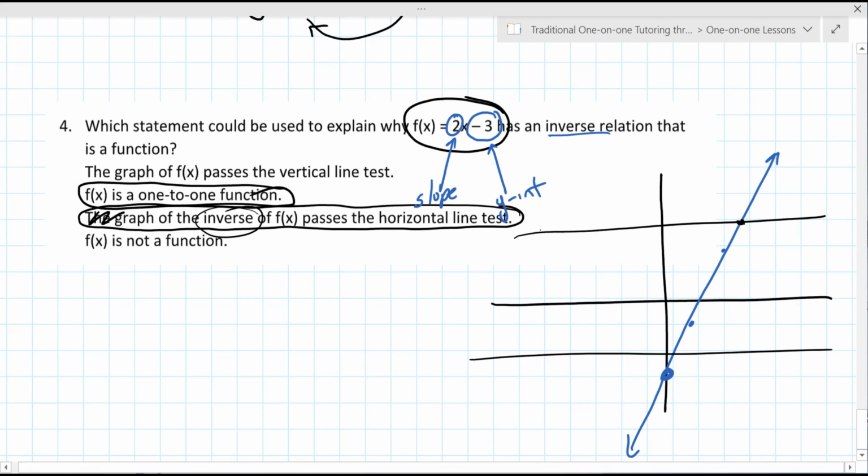So the correct answer is not this one that I first circled, because the one that I first circled here says the graph of the inverse, which is true. If we graph the inverse, it does pass the horizontal line test, but that's not why this has an inverse relation. We want to say it's 1-to-1, I guess. Yeah, okay. Because that's why it passes the test. One to one means it passes the horizontal line test. So if it were me, I would choose this one as my final answer. Okay.